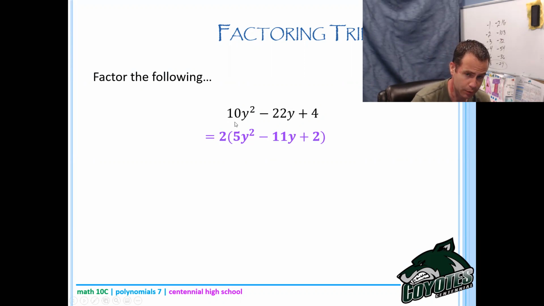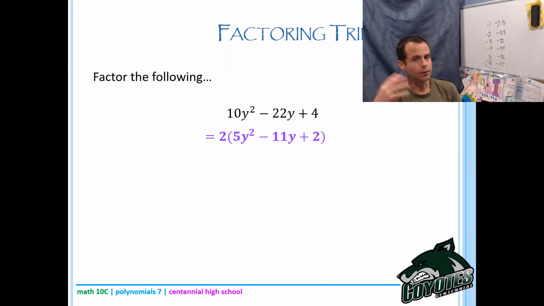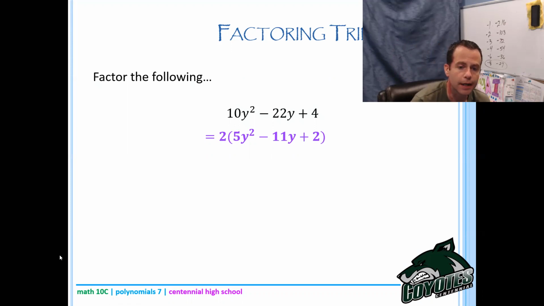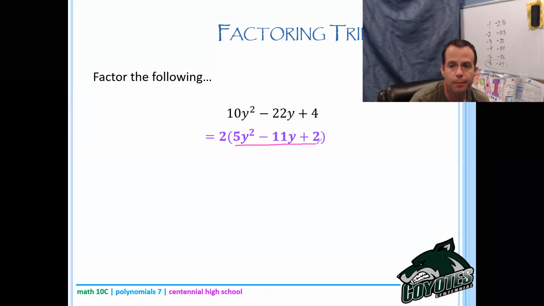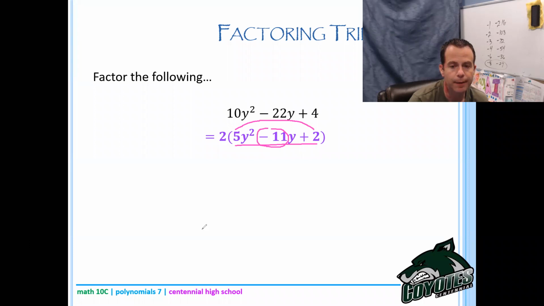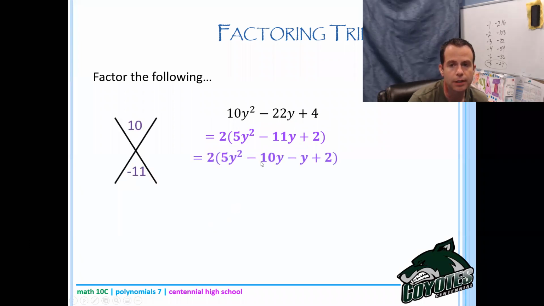The 2 I took out is in the front. He will stay in the front the whole time. He's along for the ride now. Don't drop him, okay? He does not disappear. But now I'm going to focus inside on the 5y squared minus 11y plus 2, looking for two numbers that multiply together to give you 10 and add together to give you -11. That would be -1 and -10. So I break my -11y down into -1y and -10y.